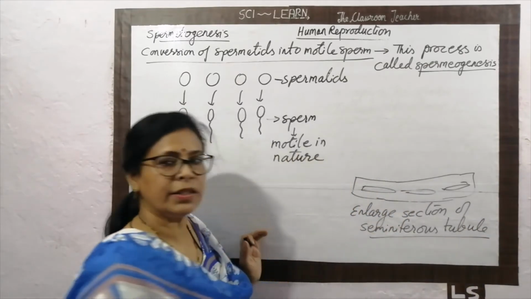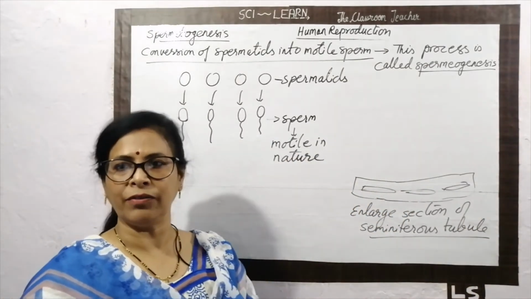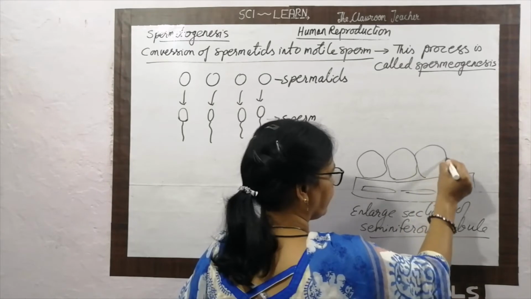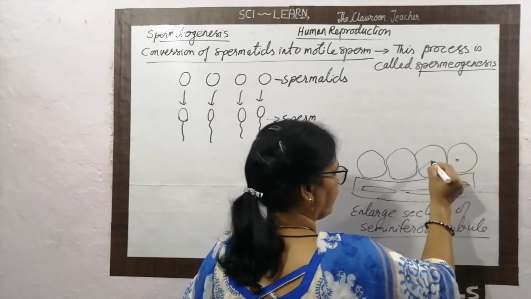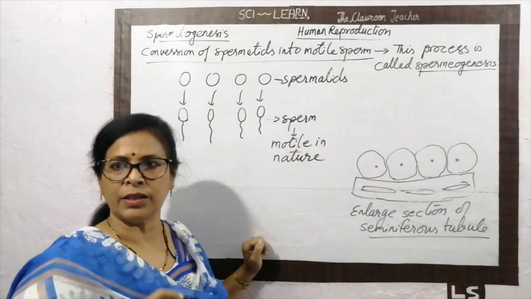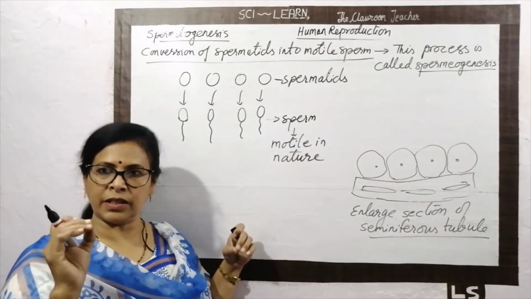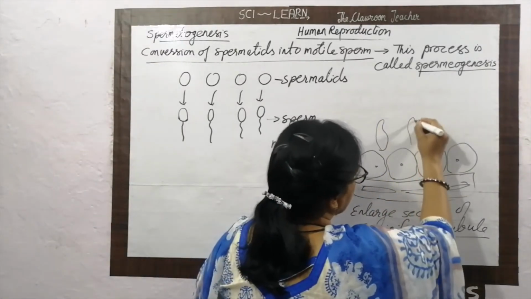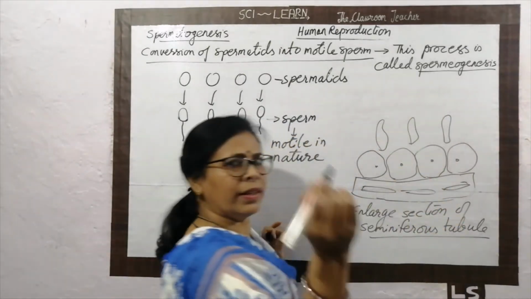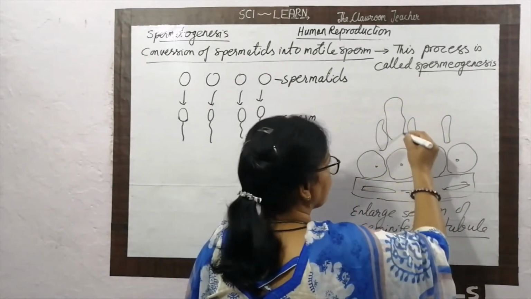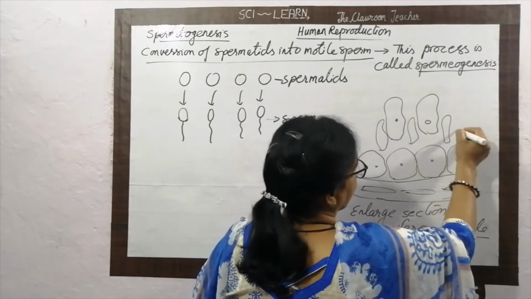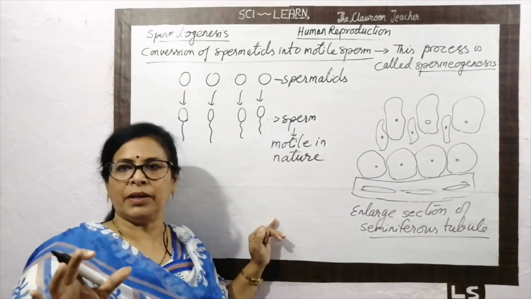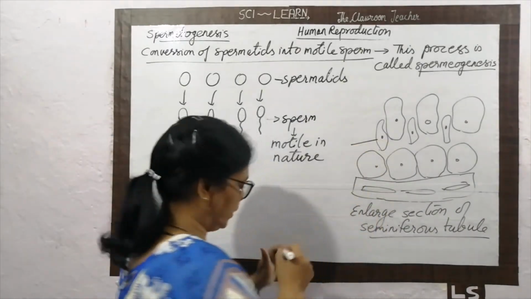Inside the seminiferous tubule, we are going to study a section of the seminiferous tubule. The different germ cells are there. The Sertoli cell is present in between these. Just suppose this is the Sertoli cell, and all the other cells are present around it. This is one section of the seminiferous tubule, and this is the Sertoli cell.